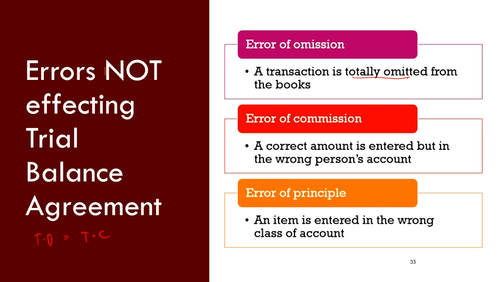Next is error of principle. Error of principle is an item entered in the wrong class of account. Okay, you entered the wrong category. For example, the cost to repair the van, you debit to the van. It should be under expenses, but you put it under the van. The van is an asset. So that's why an item is entered in the wrong class of account, but your debit and credit are the same.